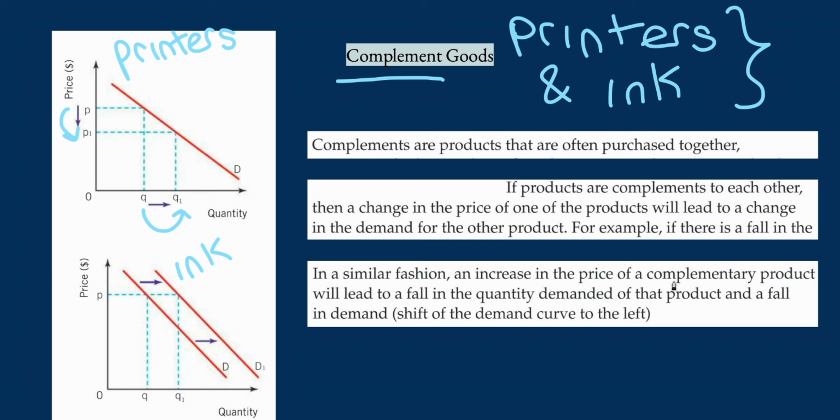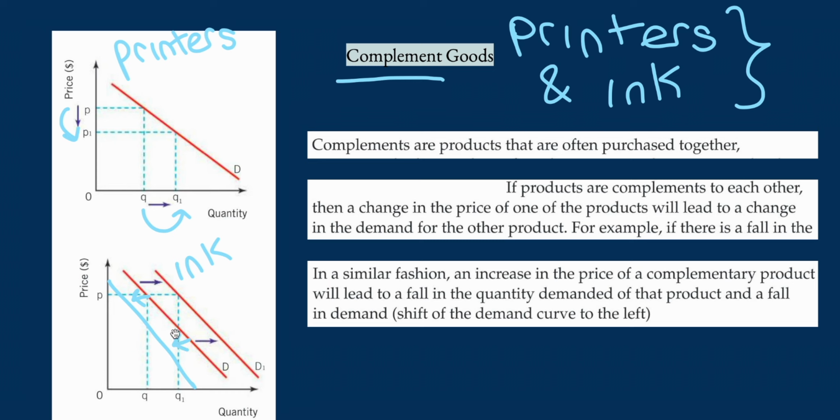So an increase in the price of a complementary product, such as printers and ink, will lead to a fall in the quantity demanded of that product and a fall in demand, a shift of the demand curve to the left. So in the same way, if all this happens but reversed and we go from Q1 to Q and P1 to P and demand decreases, then we're actually going to get a curve over here as it shifts to the left instead of the right, and demand decreases overall.